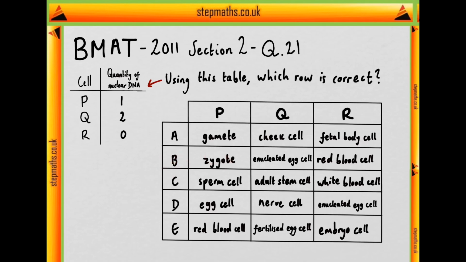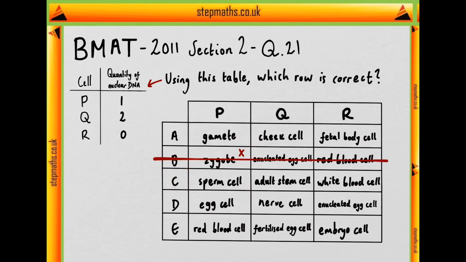B says zygote. Zygote is the combination of the two gametes, which would form a diploid cell, so we can say this is wrong. So we can eliminate the entire row, since obviously row B can't correspond to the answer if one of them is wrong.